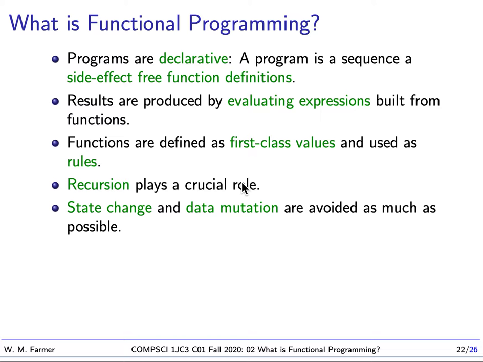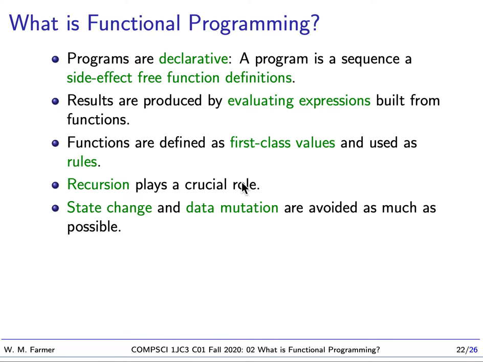So I can have tuples of functions. I can have lists of functions. I can have functions that take functions as input and produce functions as output. They're first class values. Now we will use functions as rules. That's what makes them special. They're not only values, we use them as rules. And in functional programming, recursion plays a crucial role. Recursion is what allows us to define interesting and sophisticated functions.